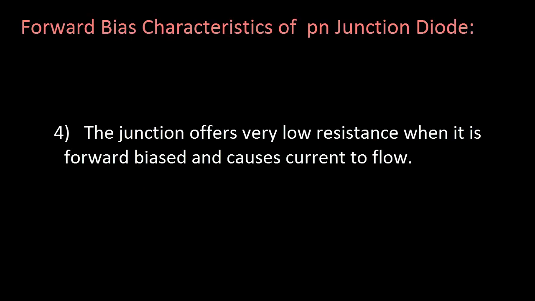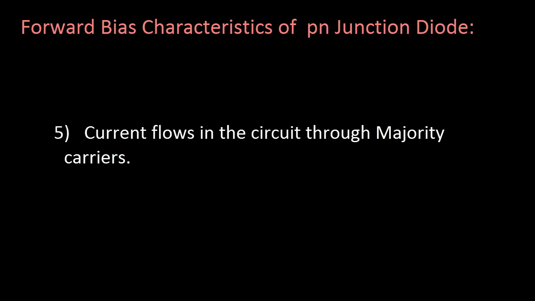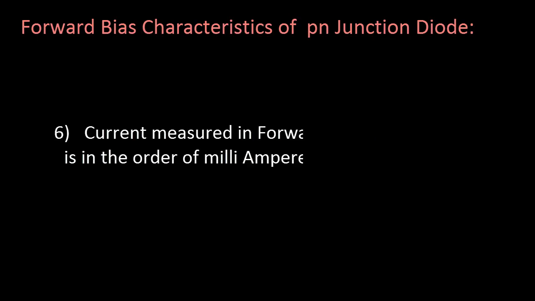The junction offers very low resistance when it is forward biased and causes current to flow. Current flows in the circuit through majority carriers. Current measured in forward bias of PN junction is in the order of milliamperes.